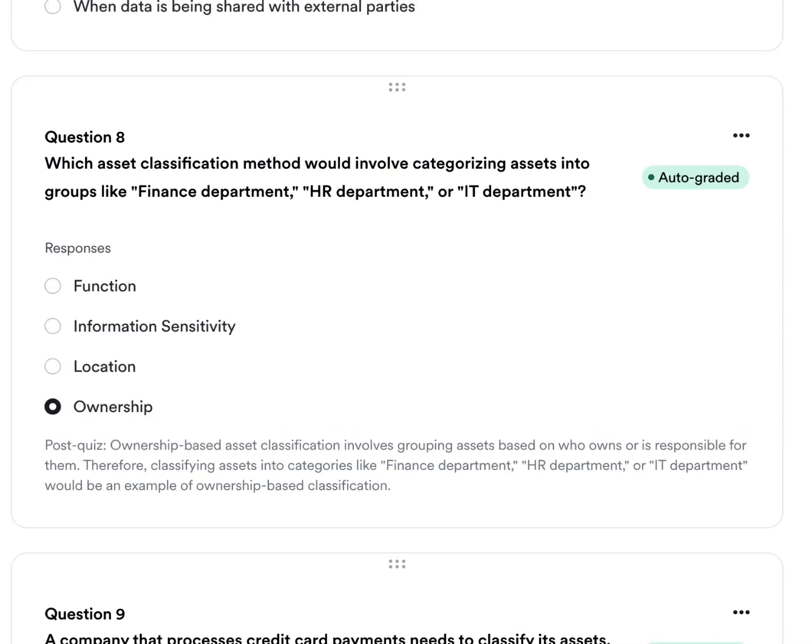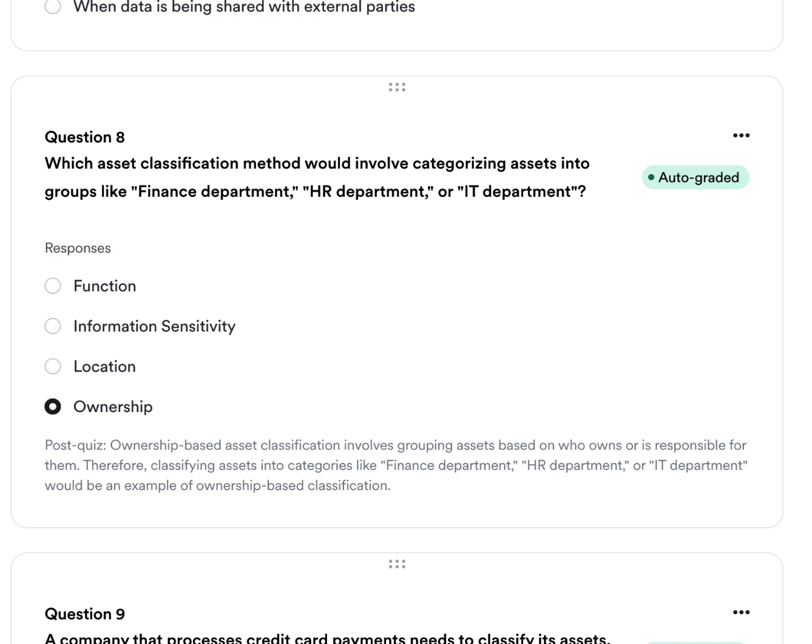Question 8, which asset classification method would involve categorization of assets into groups like finance, HR, or IT departments? A, function, B, information sensitivity, C, location, or D, ownership? Which asset classification method would involve categorizing assets into groups like finance, HR, and IT departments? And the answer is D, ownership.